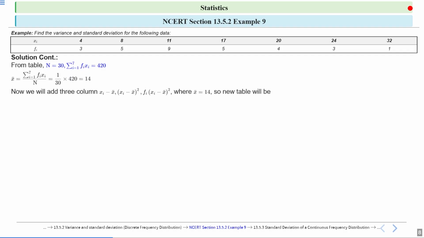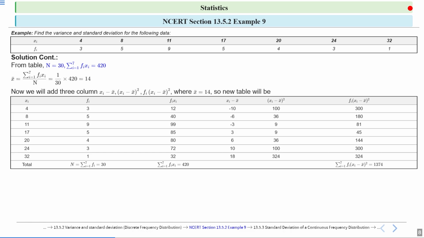Next, we will prepare to calculate the variance. So now we will add 3 columns: xi minus x bar, xi minus x bar whole squared, and fi times xi minus x bar whole squared, where x bar is 14. So the new table will look like this. Okay, so this is our new table.